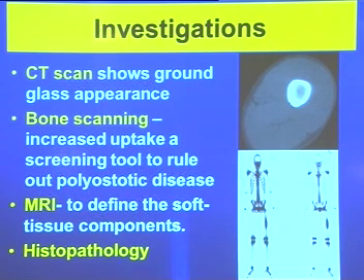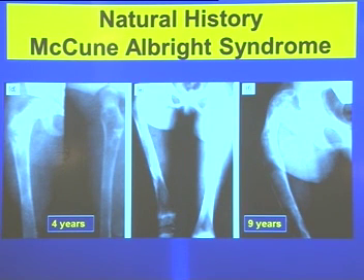Then MRI marks the soft tissue components very well, and especially in transformation into malignant varieties, MRI may be very, very useful. In some cases histopathology is required to differentiate the problems. You can make a differential diagnosis with maybe a Ewing sarcoma or an osteosarcoma. This can be a real problem, and sometimes you would need to resort to histopathology if the clinical behavior is suspicious.